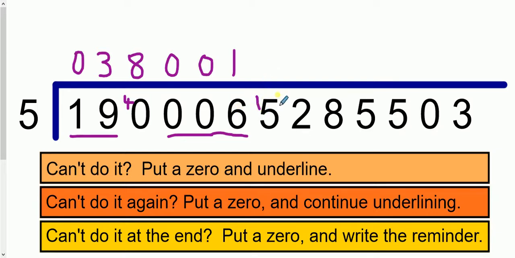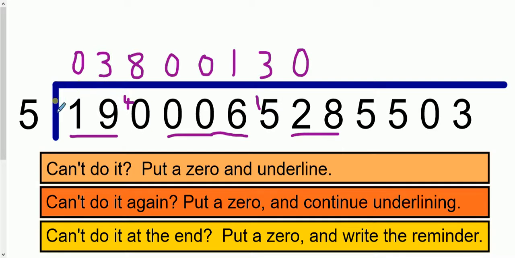So the 1 goes next to the 5 to make 15. How many 5s are there in 15? There is 3. There's nothing left over, so let's continue. How many 5s are in 2? Oh, we cannot do it. So what do we do? Put a 0 and underline.